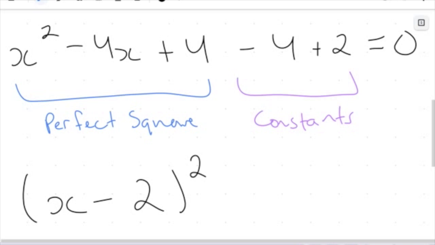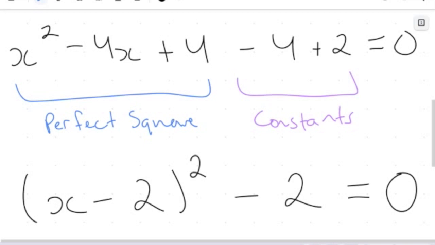Because -2 and -2 multiply to give me 4, and they add to give me -4. So I'm going to have two factors that are the same. So I get x minus 2 times x minus 2. I can write that as x minus 2 all squared. And then here, minus 4 plus 2 gives me minus 2. And that gives me 0 here.